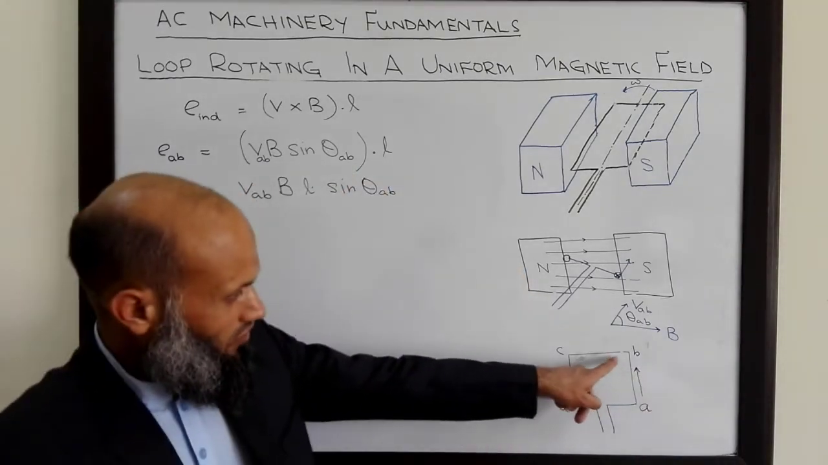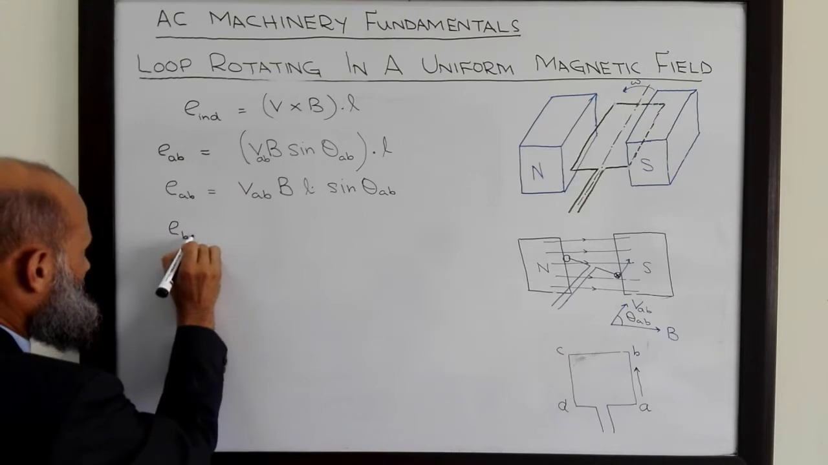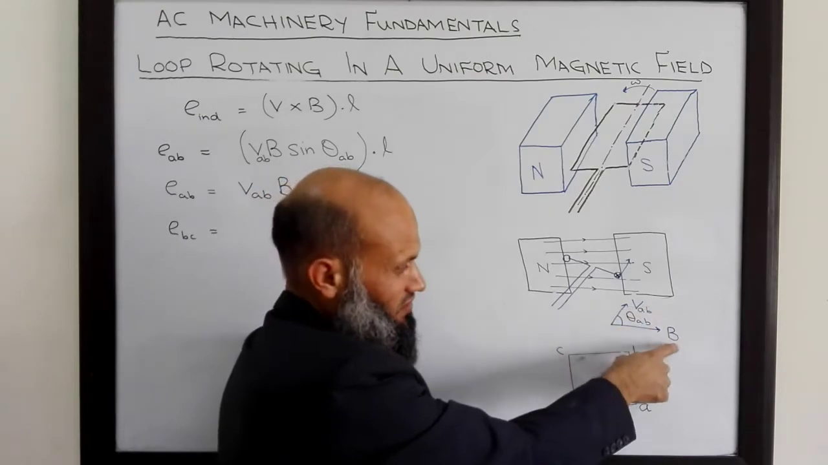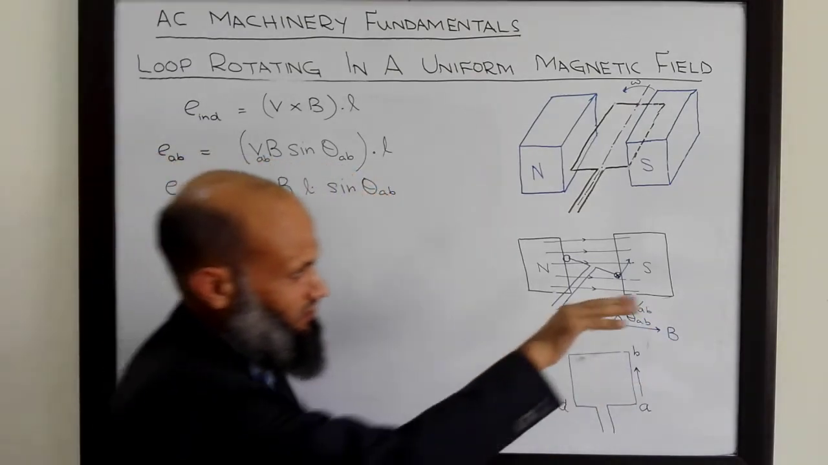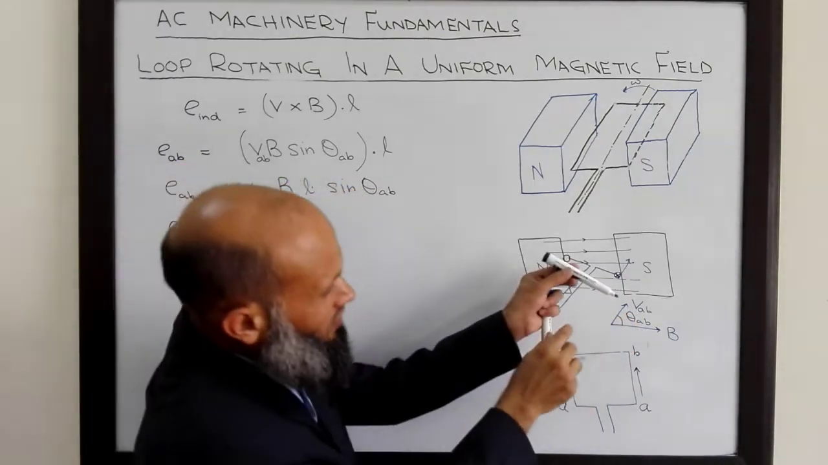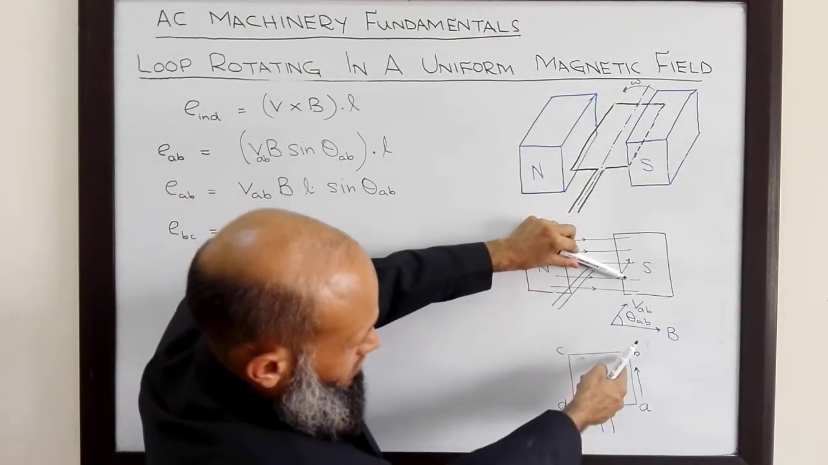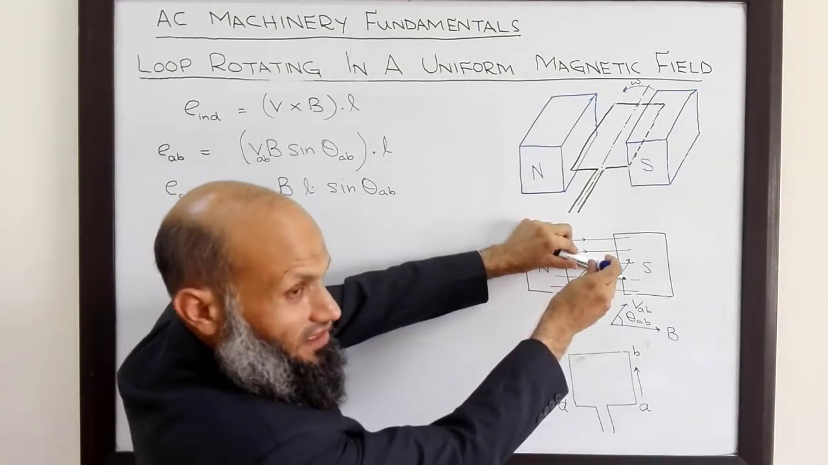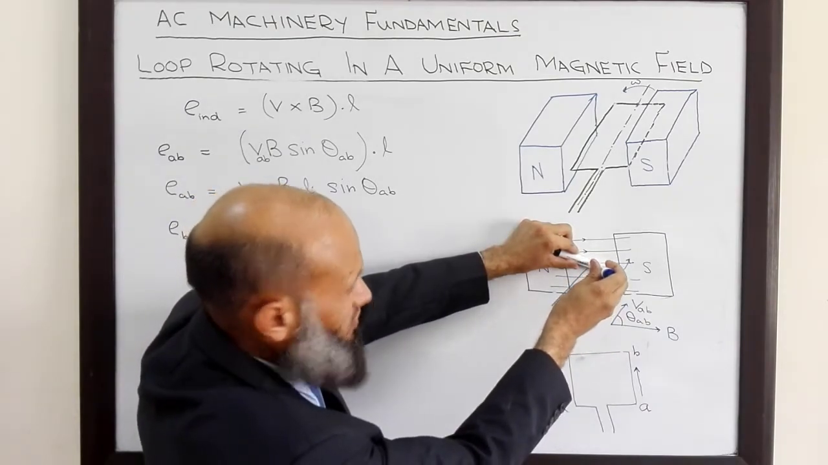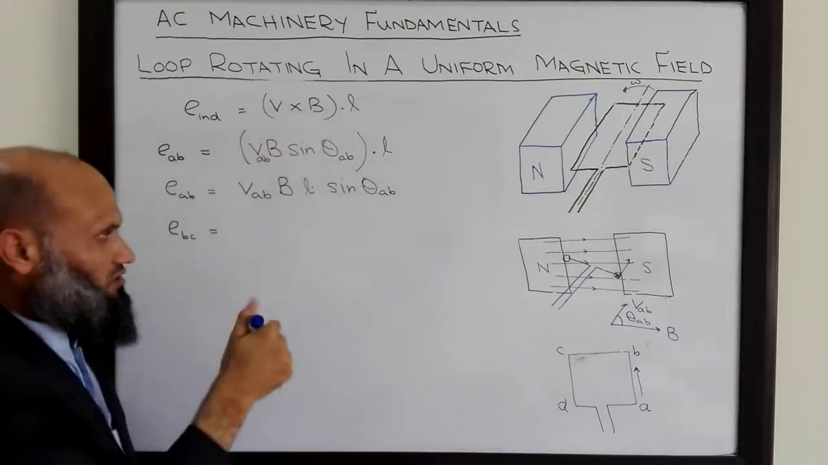Next, what is the voltage induced in segment BC? Again, the cross product of this velocity vector and this flux density vector is into the surface of the board, which is perpendicular to the length vector. This back side of the coil is over here. So this cross product V cross B is perpendicular to the length vector, therefore their dot product becomes equal to 0.